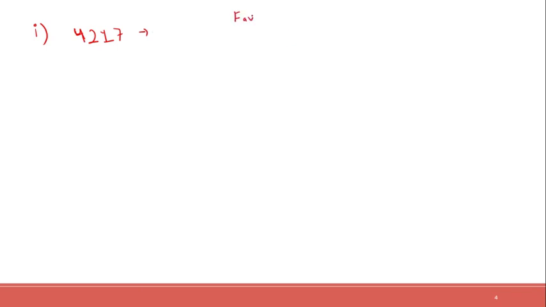Remember, I am asking for face value. What is the face value of 2 here? The face value of 2 is 2 itself. And what about place value? At which place is 2? It is ones, tens, and hundreds. So the place value of 2 is 2 into 100, 200.